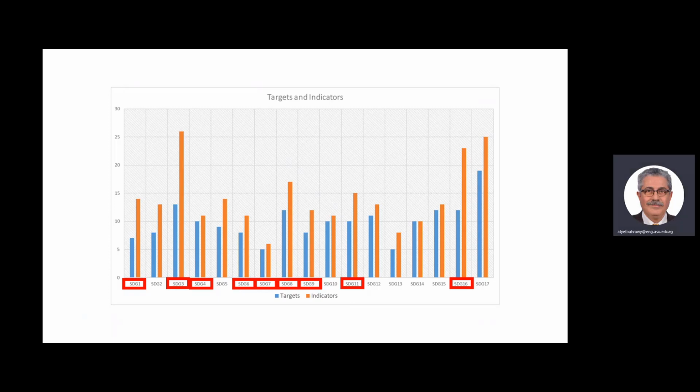And the graph, as you can see, shows a blue column and an orange column. The blue is a count of the targets, and the orange is a count of the indicators.